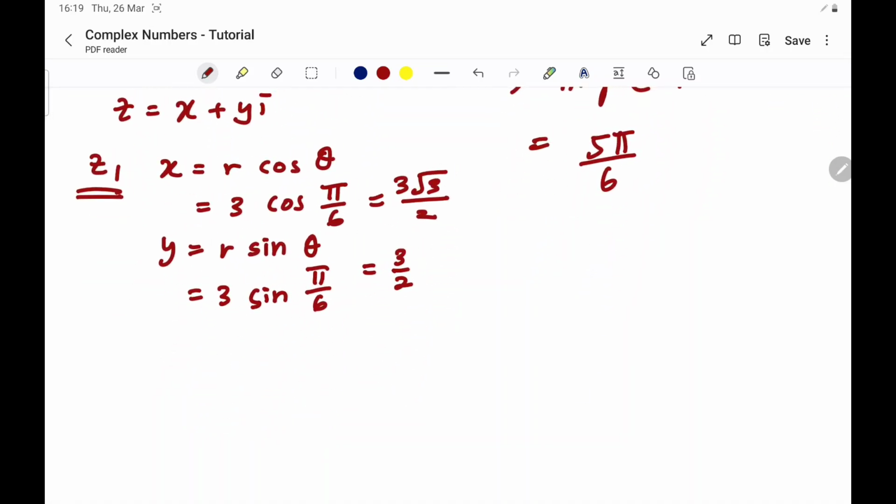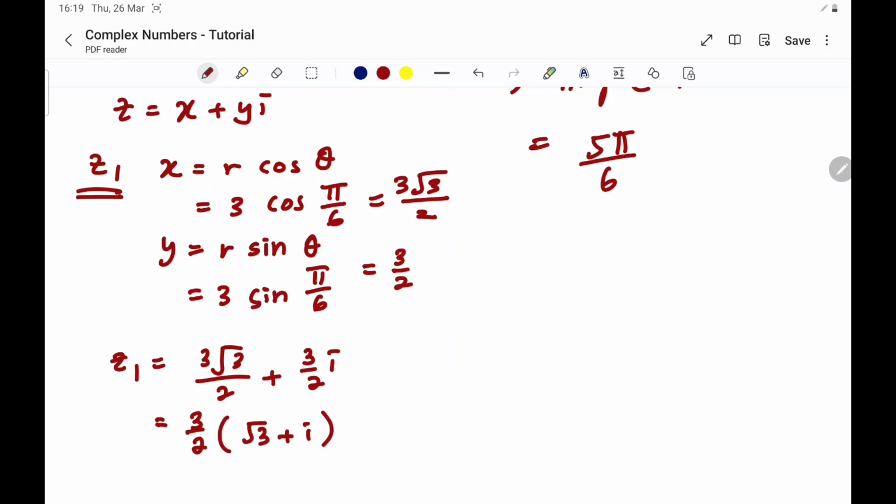Now the Cartesian form for z1 is 3 square root 3 over 2 plus 3 over 2 i. If you see here, 3 over 2 is the common factor. You bring 3 over 2 outside, and inside you're left with square root 3 plus i.